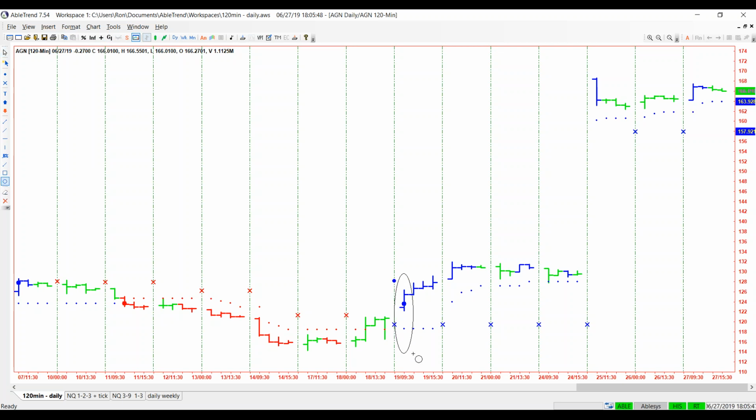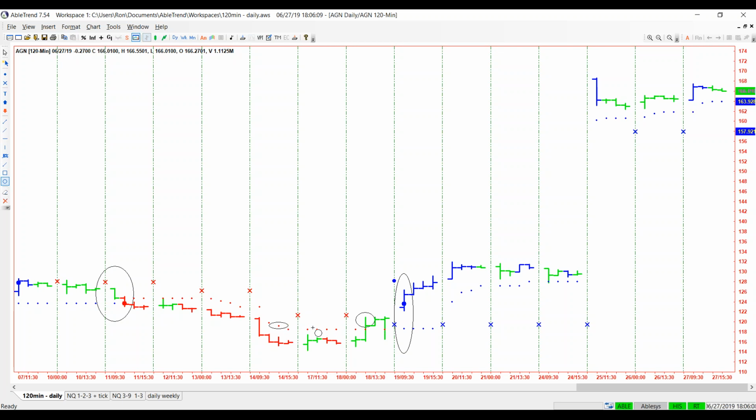Blue bar, blue dot, blue X to go long. First time you get a blue bar, blue dot, blue X, first time all three of those indicators come together, that's when we make the trade. There's the first time we got red bar, red dot, red X. We would have gone short and made some money on the way down. And then we'd have been out right here because we'd have been stopped out.